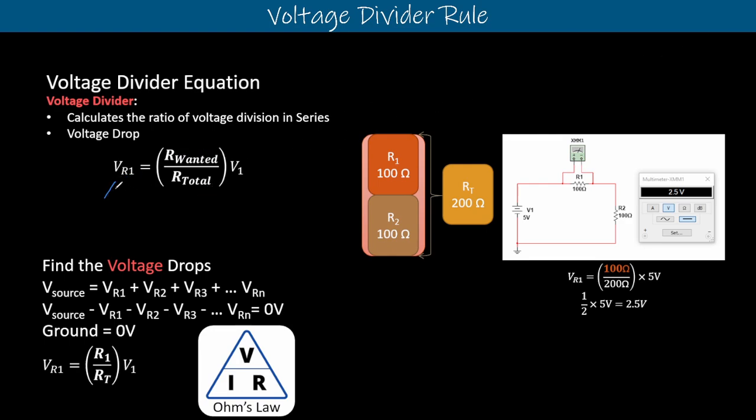We can say that VR1 can be broken down using Ohm's law. Voltage is equal to current times resistance. So we can say that our IT, since this is a series circuit, there's only one current, it has to be IT, and the resistance R1, specifically, since we're looking for the voltage drop across R1. Multiplying those together would give us the voltage drop, but we don't know IT.